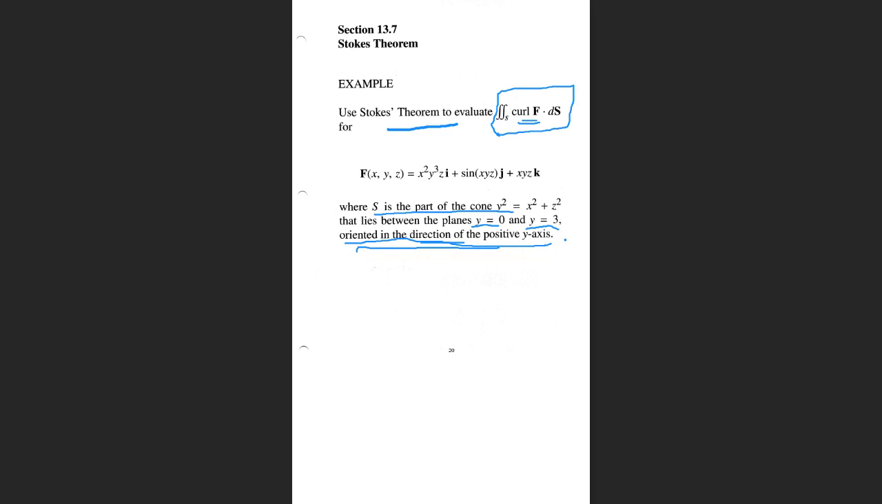And the cone would be y equals the positive square root of x squared plus z squared, because we're looking in the positive y-axis. A cone that is y squared equals x squared plus z squared would be a cone that goes along the y-axis. So it's a sideways cone.